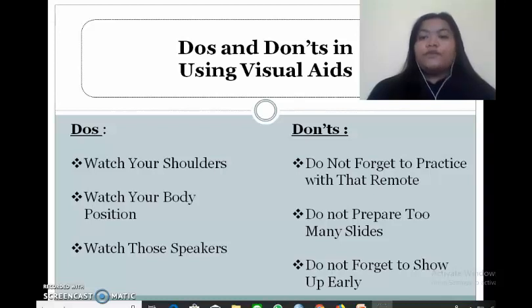The first one, do not forget to practice with the remote. Do not prepare too many slides. And the last one, do not forget to show up early. For the first one, watch your shoulders.